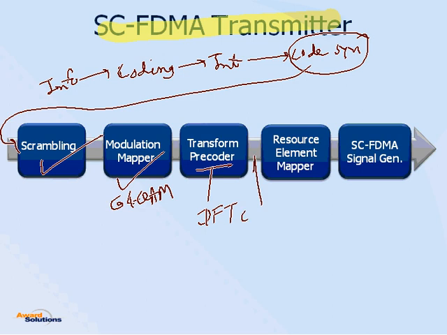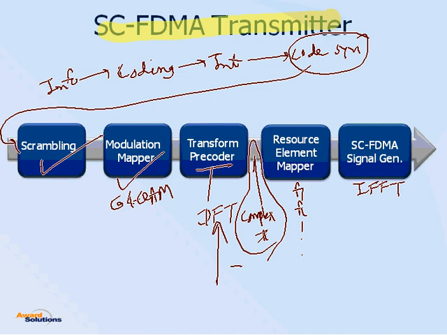Here the complex numbers coming out are sent on specific subcarriers F1, F2, etc. Here we do the IFFT. And the combination of DFT and IFFT will give you a transmitted signal that has lower peak to average power ratio. That is the overall change in terms of the transmitter.